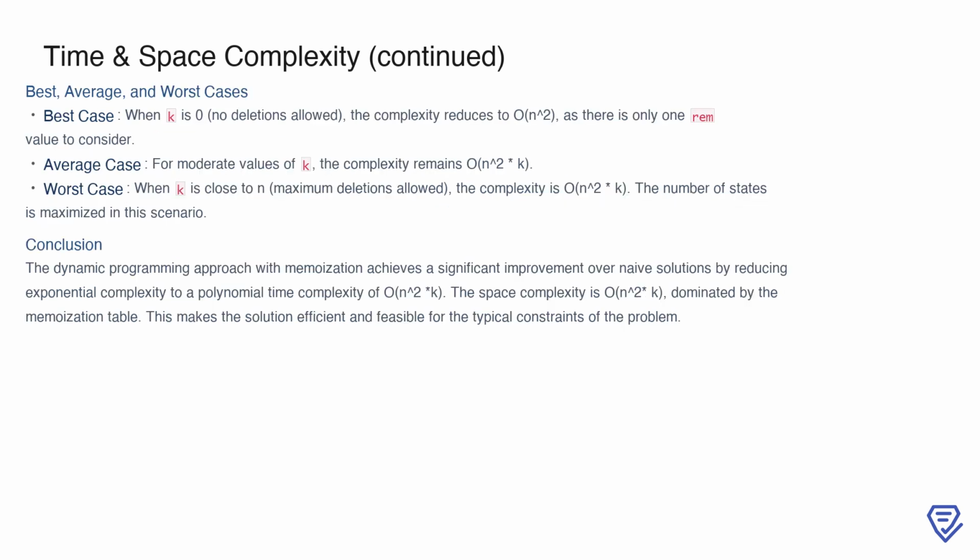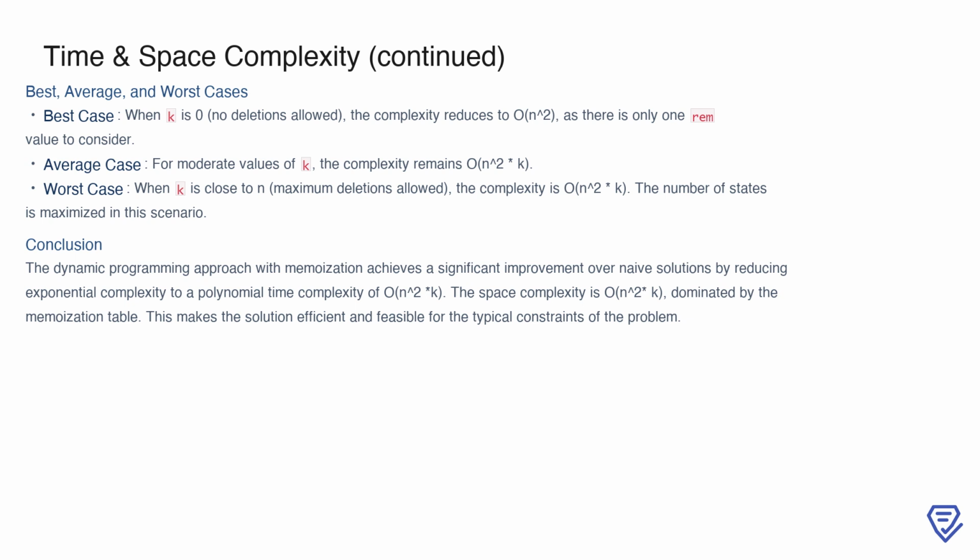The time complexity of the dynamic programming approach can vary depending on the constraints. In the best-case scenario, where k equals 0 and no deletions are allowed, the complexity reduces to n², as there is only one value for rem. For average cases, with moderate values of k, the complexity remains n²*k.